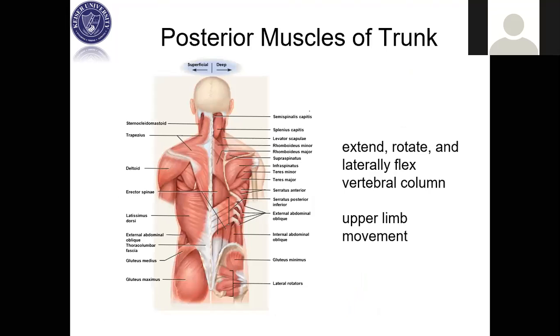Okay, so the next set of muscles we're going to look at are some of the muscles of the posterior trunk. These muscles on the posterior trunk help extend, rotate, and laterally flex the vertebral column. And these muscles also help with upper limb movements. So we're talking about mostly shoulder movements. So these back muscles, again, help with moving the vertebral column, and they help with moving the upper limb.